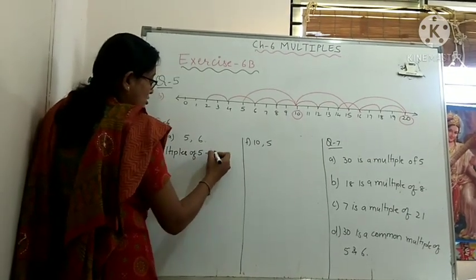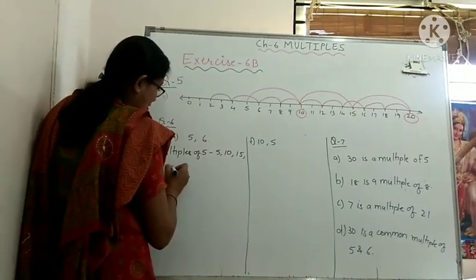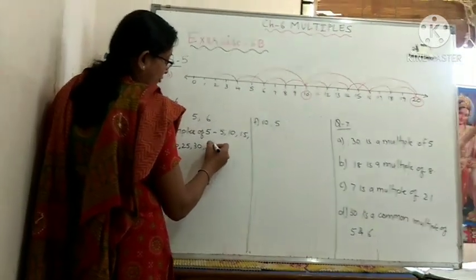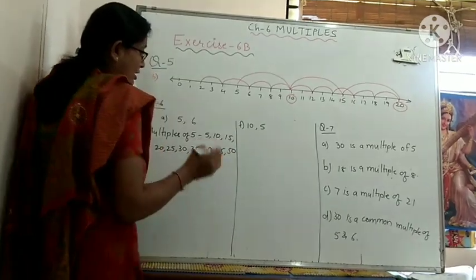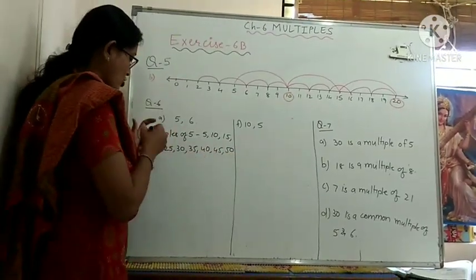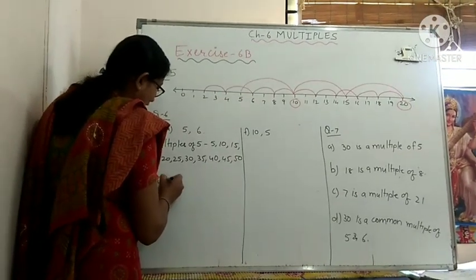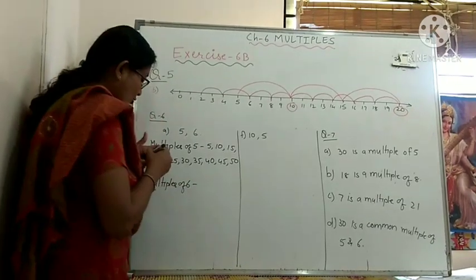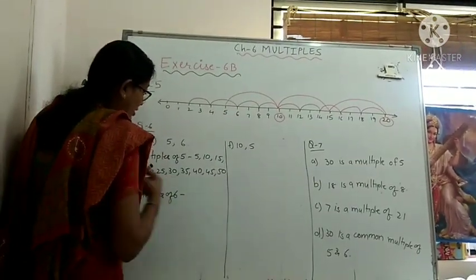5. Okay, so I'll start writing 5, 10, 15, 20, 25, 30, 35, 40, 45, 50. Now wait, you have to stop till tens you write first, then keep some space, and then again write multiples of 6, because we don't know which 2 will come as a common multiple. Okay, if it is needed, we have to continue further also.